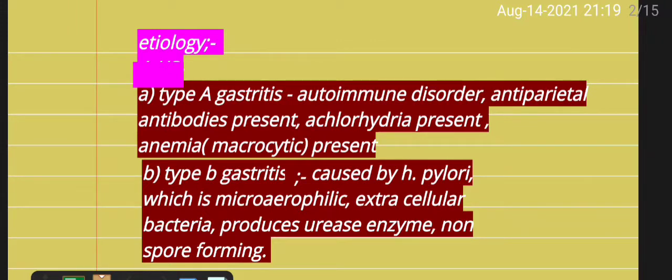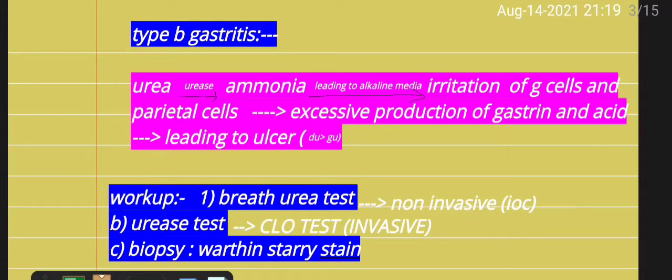So the most important point about type B gastritis is it has hypergastrinemia and hyperchlorhydria. What happens is, in the gastric mucosa, urea is converted into ammonia by the urease enzyme produced by this H. pylori, providing alkaline media, which leads to irritation of G cells and parietal cells of the gastric mucosa, which further leads to excessive production of gastrin and acid, and therefore eventually leading to ulcers. Gastric ulcer is less common than duodenal ulcer, because in the duodenum there is no protection from this extra acid.